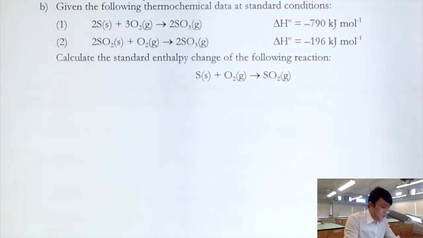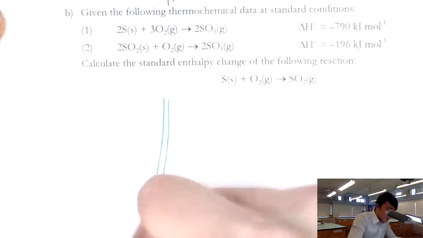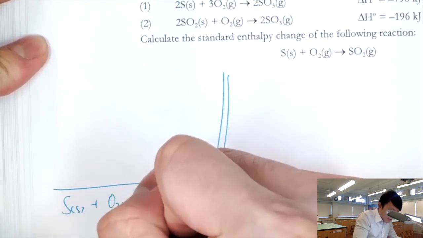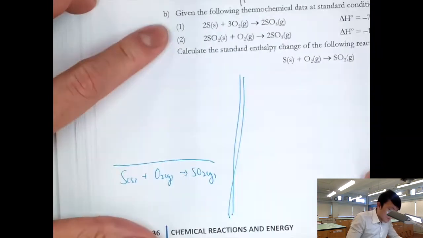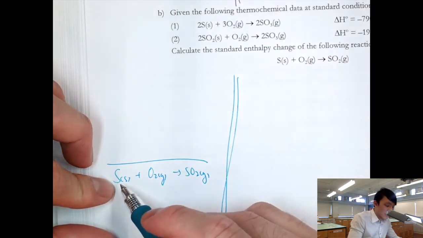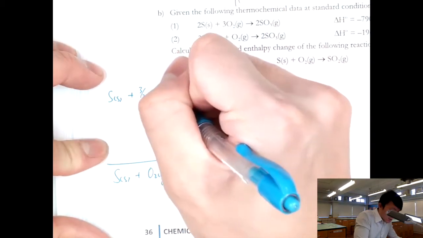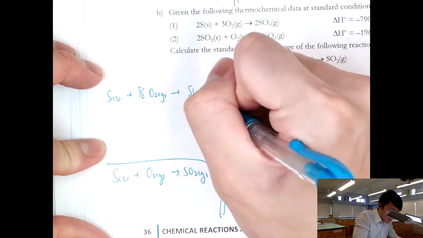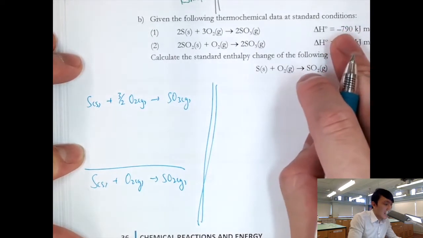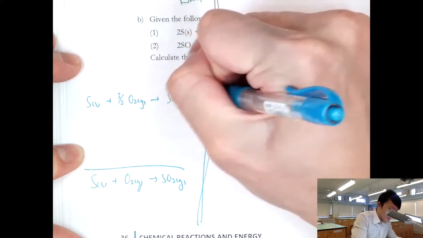All right, so let's check the answers. Now for B here, we are looking for this one. So let's start with the combining equation method. Sulfur, oxygen, sulfur dioxide. So the first one here, sulfur on the left, yes, but there are two sulfur, but here we only got one sulfur. So we want to halve this equation. So sulfur reacts with 3 over 2 oxygen to form SO3 gas. Now, as we are halving the equation, we also have to halve the delta H. So here, we can just put down kilojoule per mole at the moment.